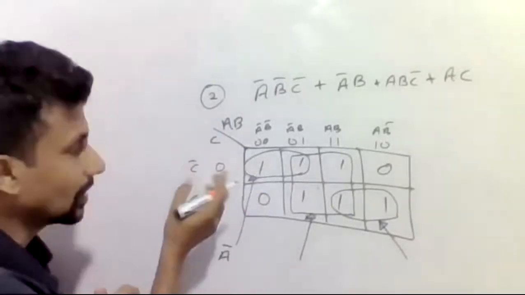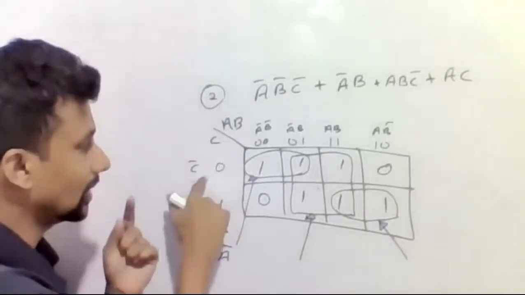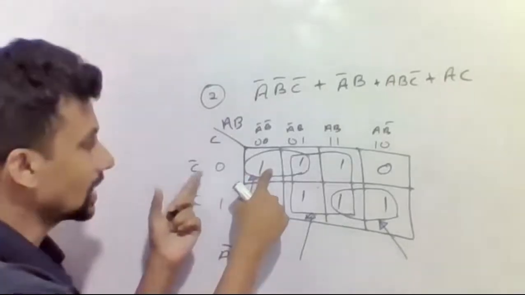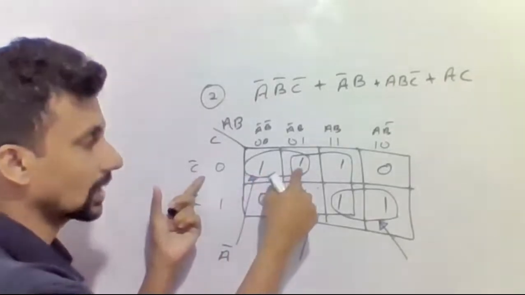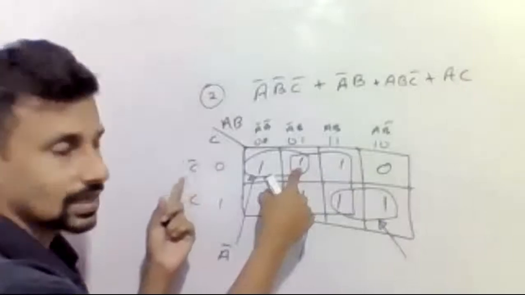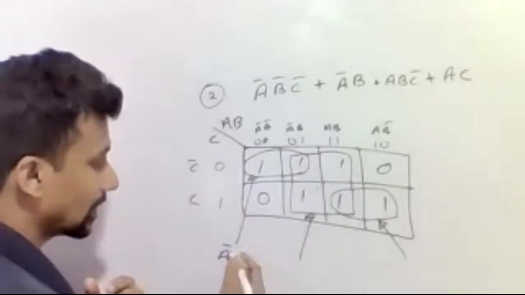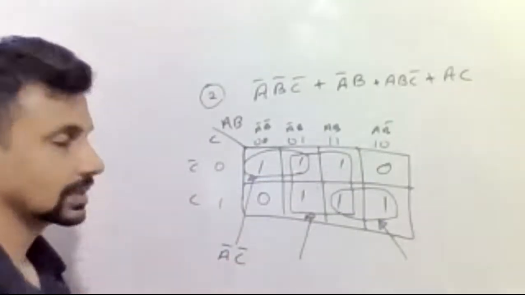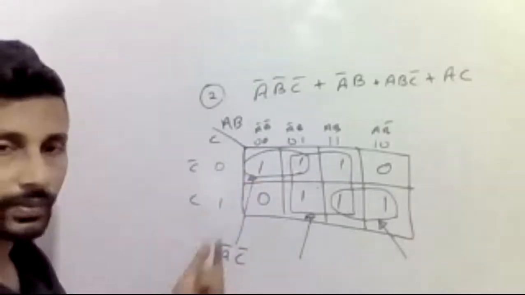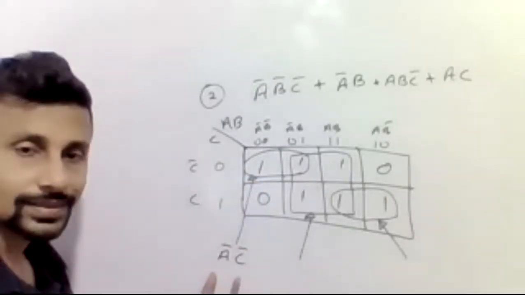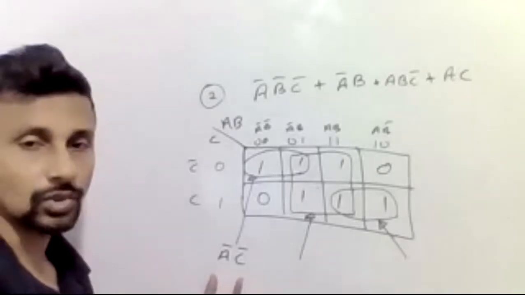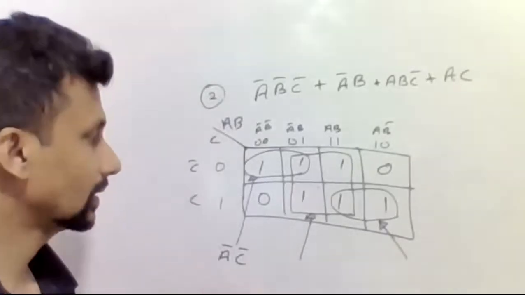Here also C dash, you get C dash. C dash is common for this. So by method A dash C dash. So from this group, what is the common value? A dash C dash, in SOV form, sum of product form.